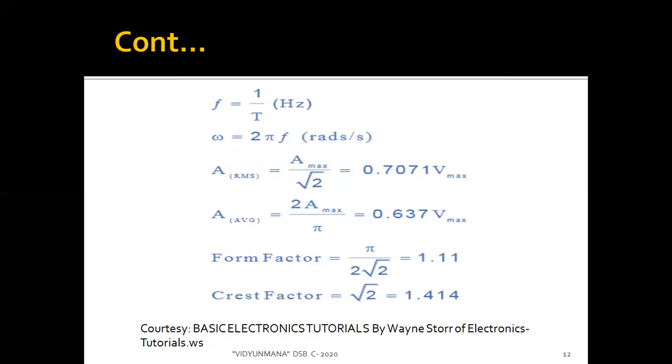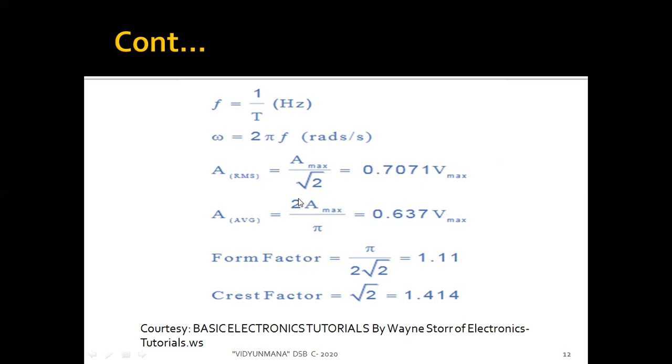Now let us check this one. F equals 1 by T, where T is the time period. Therefore, frequency equals 1 by the time period, which means frequency is inversely proportional to the time period. Its unit is hertz. Next, omega equals 2 pi f, where omega is the angular frequency. Its unit is radians per second.